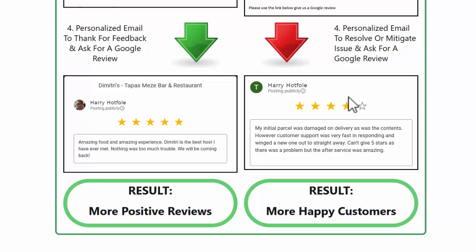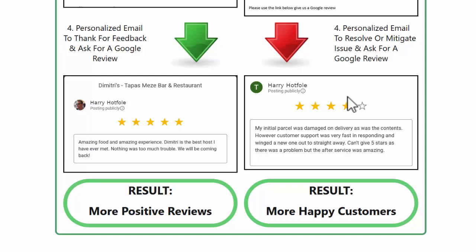And here's an example of what may have happened from the person who was unhappy at the time, but because you've actually resolved the issue or engaged with them or mitigated the issue, you may not have fixed it completely, but you may mitigate those 1 and 2 stars and get that higher up there. So: "My initial parcel was damaged on delivery, as was the content. However, customer support was very fast in responding and winged a new one out straight away. Can't give you 5 stars because there was a problem, but after service was amazing." So we got a 4-star review.